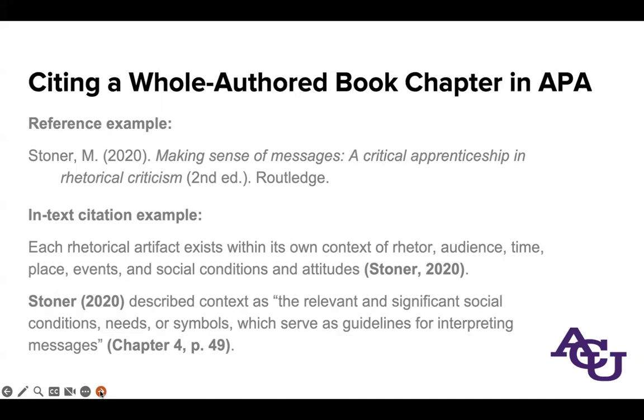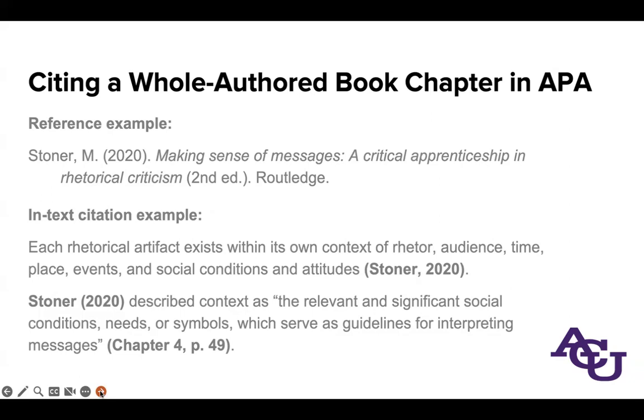A whole authored book means that one author wrote the entire book themselves, so the reference will refer to the whole book, not to the specific chapters. However, APA does provide an option to refer to specific chapters in your in-text citations, and we'll see how this works. First, to write the reference for the whole authored book, put the author's last name and first and middle initials. If they only have a first initial, just put the first initial. Here we have Stoner, M.